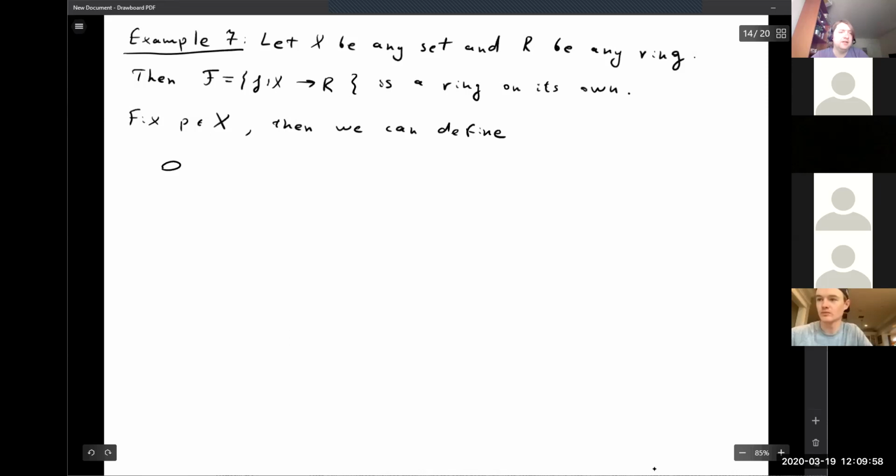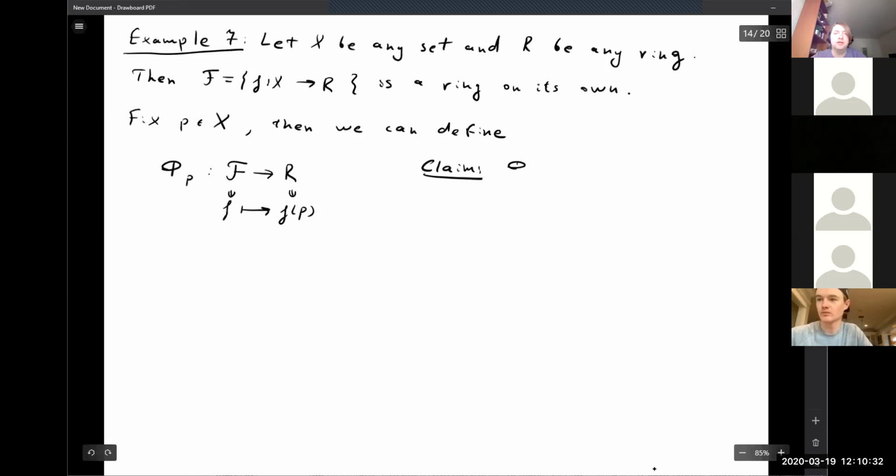define phi sub p, and that will be a map from functions on X to R, which does the following thing. It takes a function f and sends it to the value of this function at the point P. And that's, of course, an element in R. Now, the claim is that phi p is a ring homomorphism.